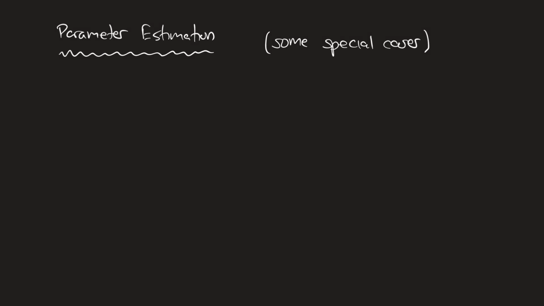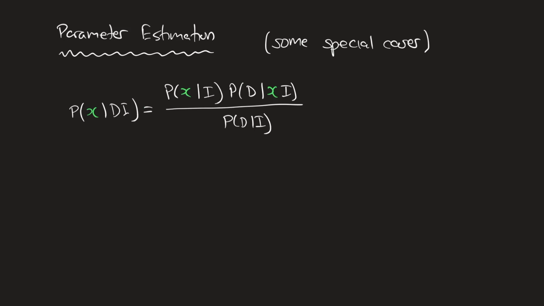In this episode, let's look at parameter estimation, and in particular some interesting special cases. So we have a parameter x that we're interested in. So we have the probability of x, and we acquire some data. And what we want to know is what is the probability of x given this data. So again, we apply the usual Bayes rule, so that the probability of x given the data is going to be given by prior probability of x times the likelihood divided by the evidence.